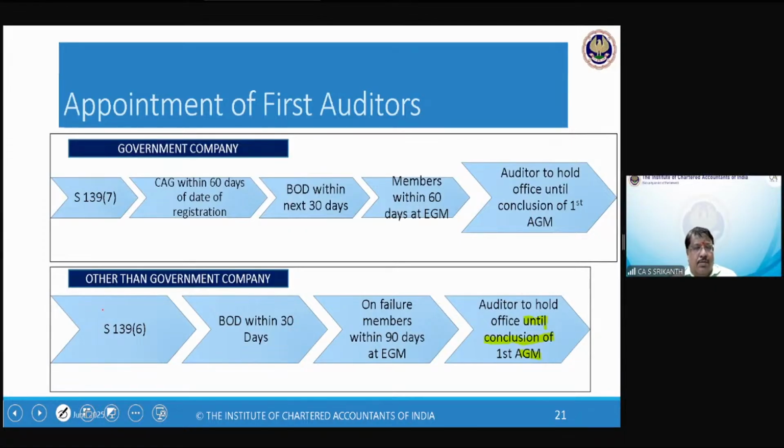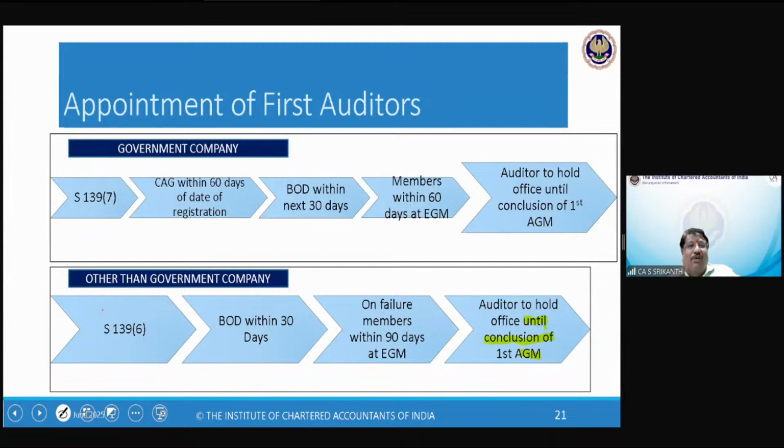Just like for companies, we have statutory auditors, which are private auditors like you and me. For government, we can't audit. You and I, as chartered accountants, cannot audit the government. Who will audit the government? The Comptroller and Auditor General. Now, but a government company is not government. It is a limited company coming under the Companies Act. Now, under the Companies Act, who can be auditor?